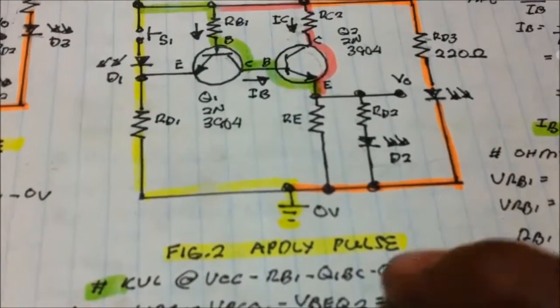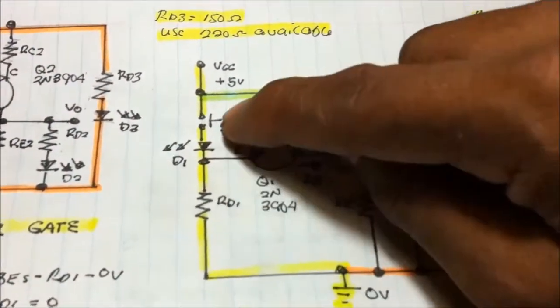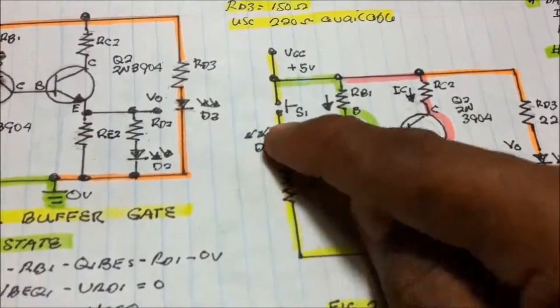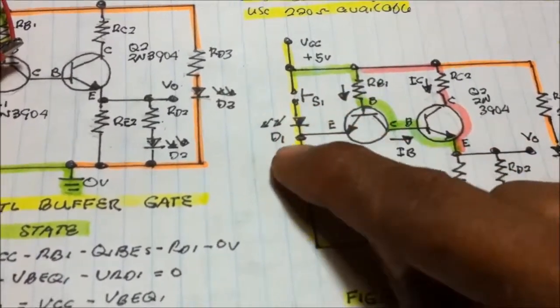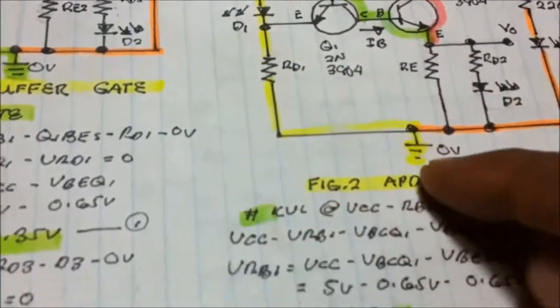Let us consider this figure, applying a pulse or hitting a switch or pressing the button. So when you press the button here, the input LED turns on because the current flows into the R1, D1, to the RD1 to the ground.